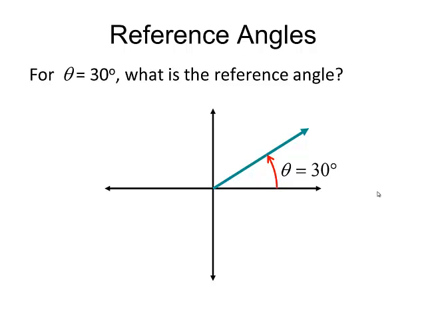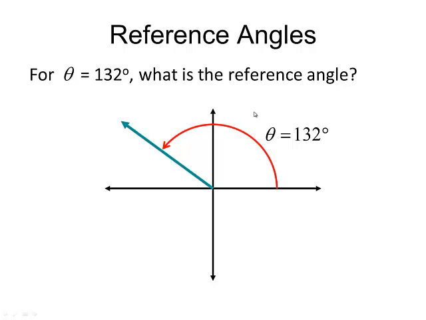Okay, for our angle 30 degrees, what is the reference angle? Well, the reference angle in quadrant 1 is just the same angle. It's fine. We're only trying to get an acute angle, less than 90. So what about this angle here, 132 degrees? What is the reference angle?